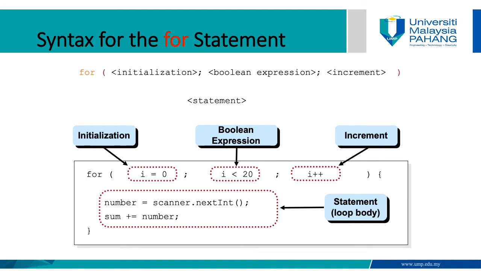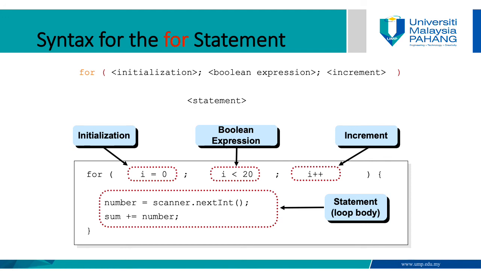Let's look at the example here. For the initialization here is the letter i, so i equals 0. And then the Boolean expression: i less than 20. That means we will keep this for statement running until the i value reaches 20. Once it reaches 20, it will stop the for loop. Okay, i plus plus. That means it increments the value of i that we begin with, i equals 0, right?